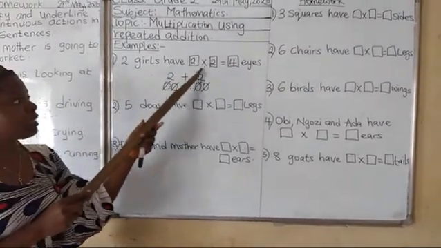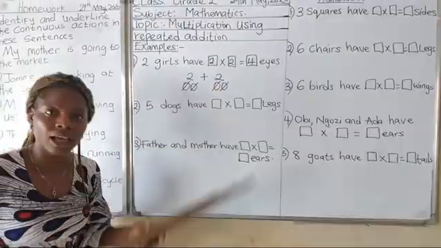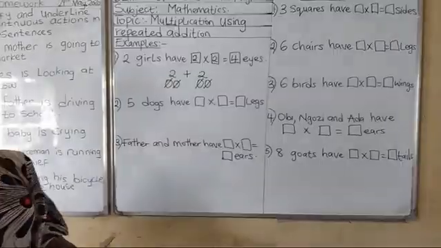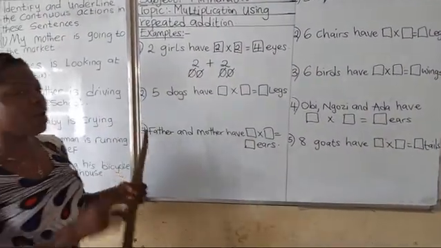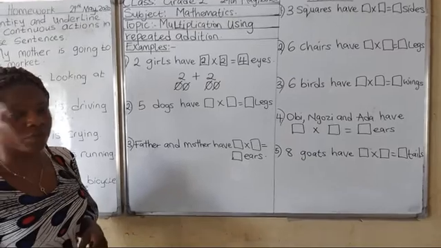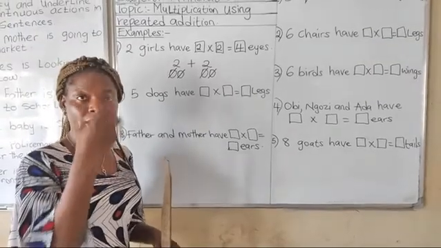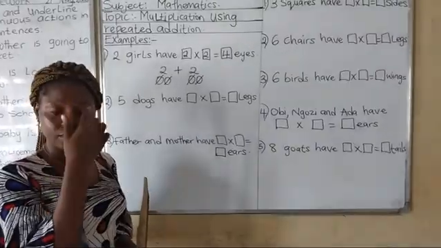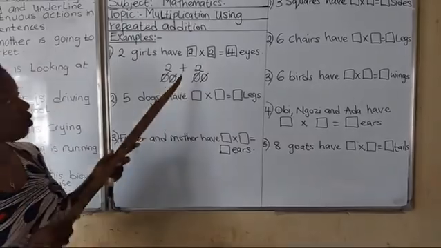2 girls have box times box equal to box eyes. That was our question. For you to get your correct answer, the first question you ask yourself is, how many girls are we talking about? How many girls is written here? We have 2 girls. Then you write the number in the first box. You ask yourself another question. One girl has how many eyes? I use myself as an example. I have 2 eyes. 1, 2. Second box.